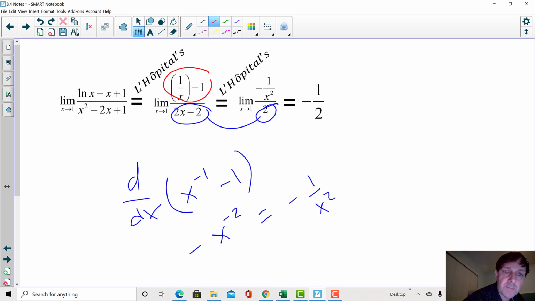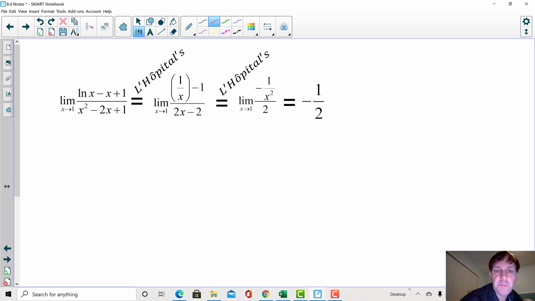Okay, when we do the derivative of the top, we're getting negative 1 over x squared. Now this is just a plug-in limit. If you plug in the 1, you're going to get negative 1 over 2. So final answer is negative 1/2.